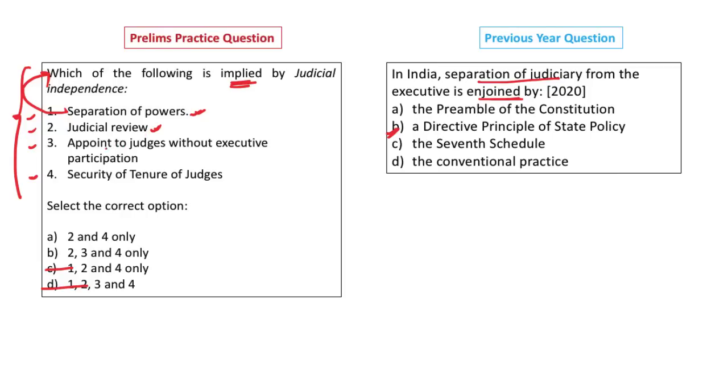Appointment of judges without executive participation. So you cannot take this as true because in other countries, for example in US, executive appoints judges, but they do claim to have judicial independence. In fact, India is the only country where judges appoint judges, or the only country where executive has no role to play, apart from sometimes blocking the appointment by not saying anything. But procedurally, they have a nominal role to play. And security of tenure of judges is of course a part of judicial independence. Judges work till they are capable. They don't work under the doctrine of pleasure. They have security of tenure. So correct answer to this question should be option A.